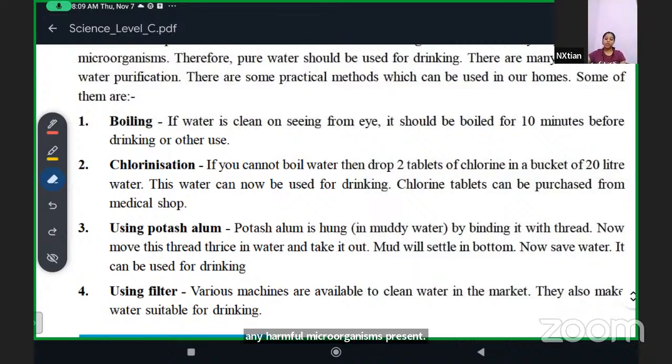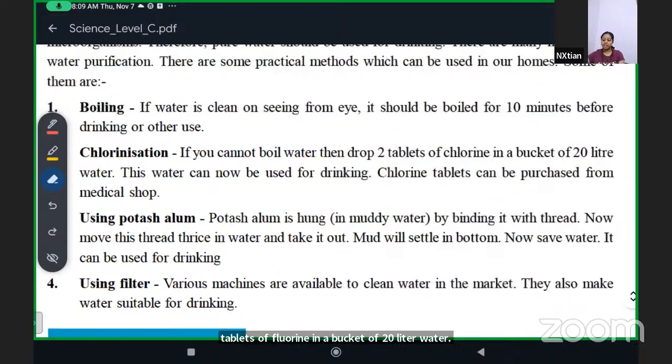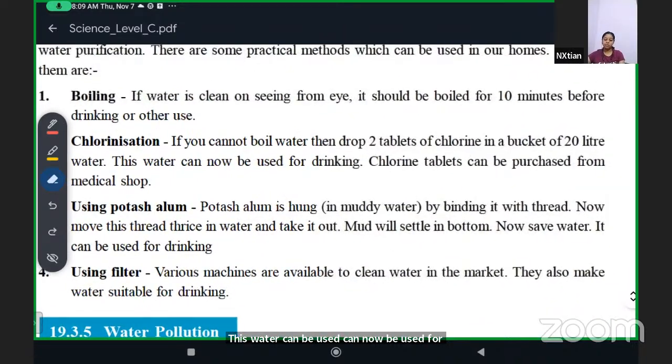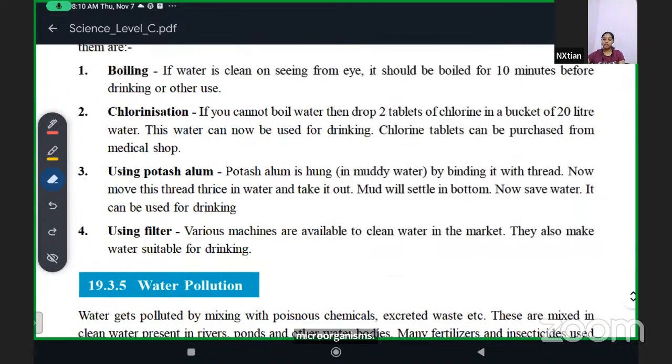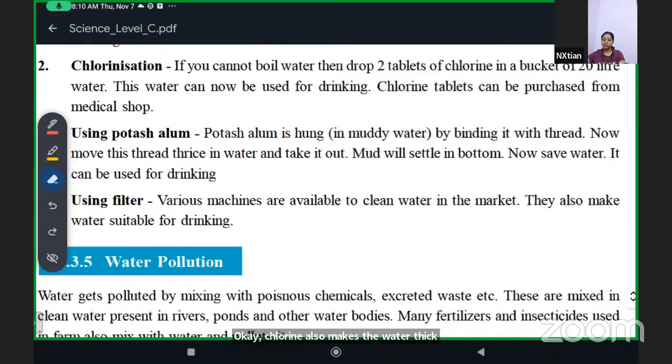Next is chlorination. If we cannot boil the water, then we can take 2 tablets of chlorine in a bucket of 20-liter water. This water can now be used for drinking. Chlorine tablets can be purchased from the medical shop. Chlorine also helps in purification of the water by killing the harmful microorganisms. Chlorine also makes the water fit for drinking.